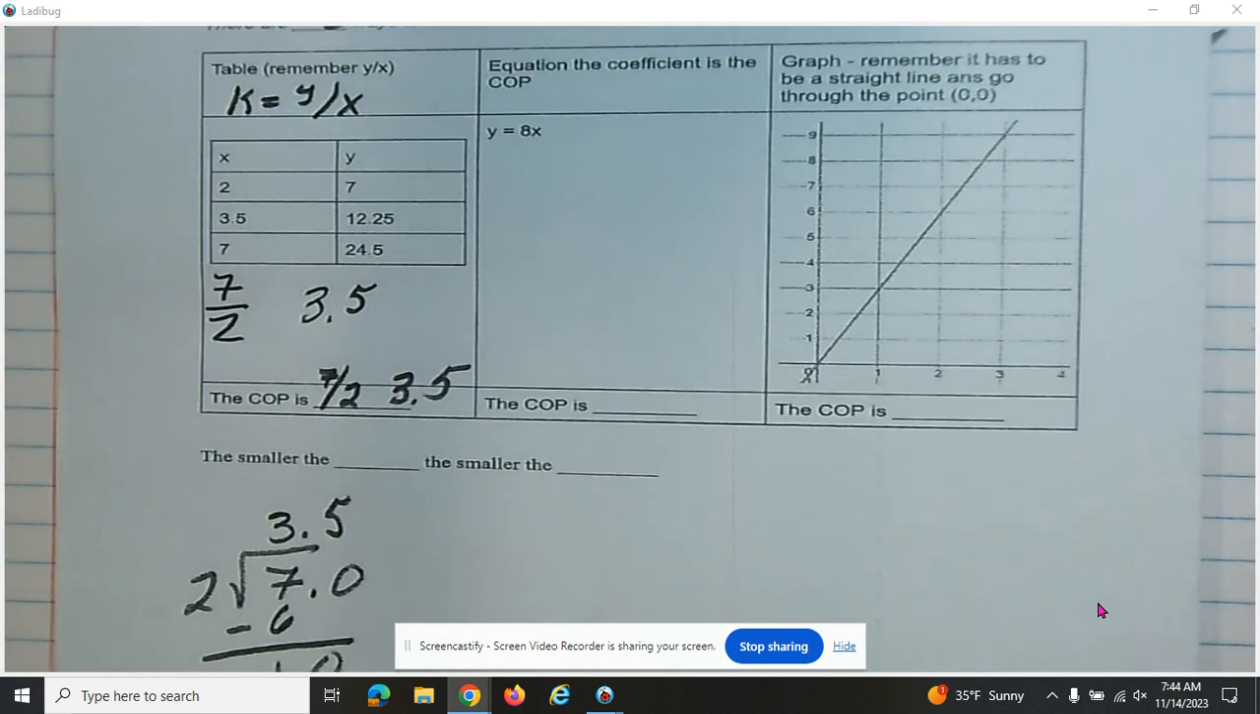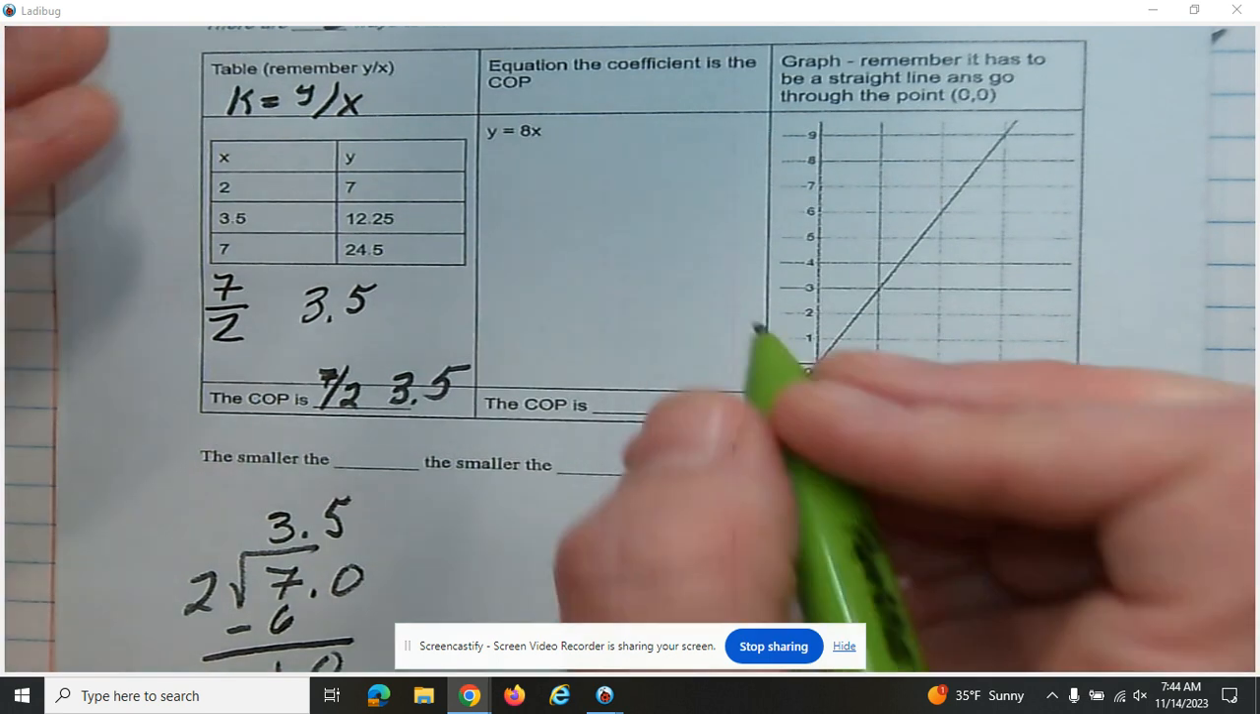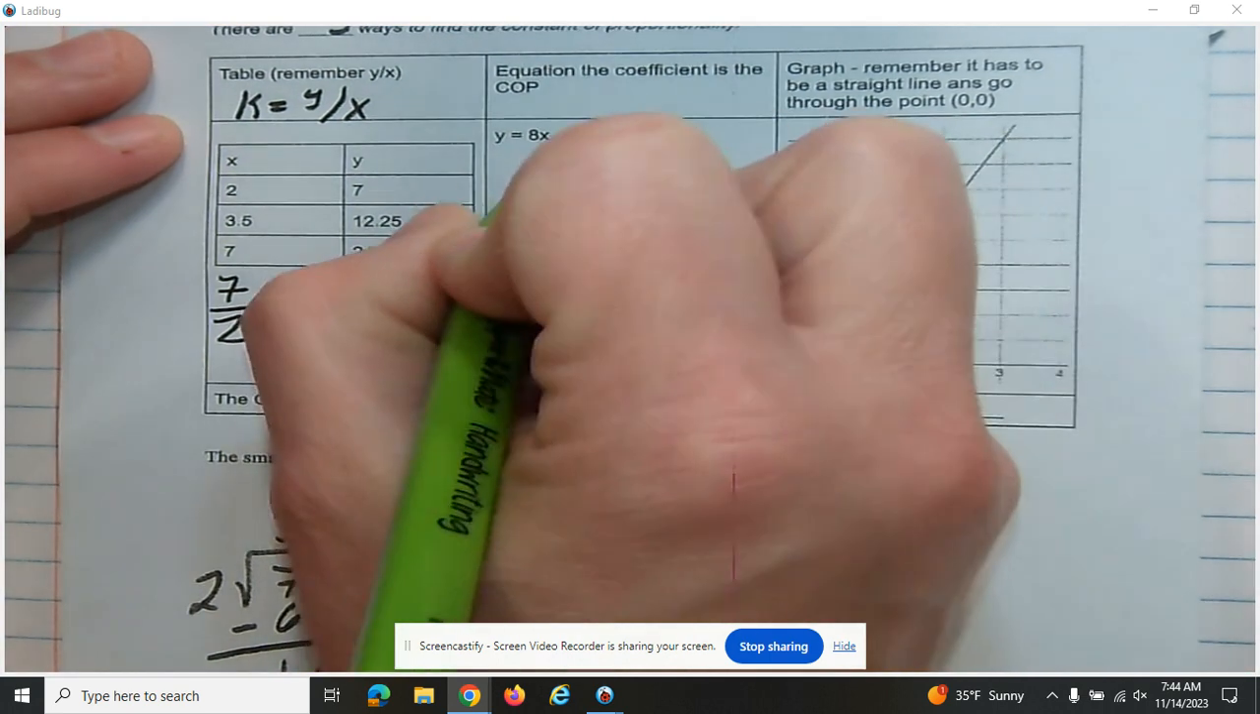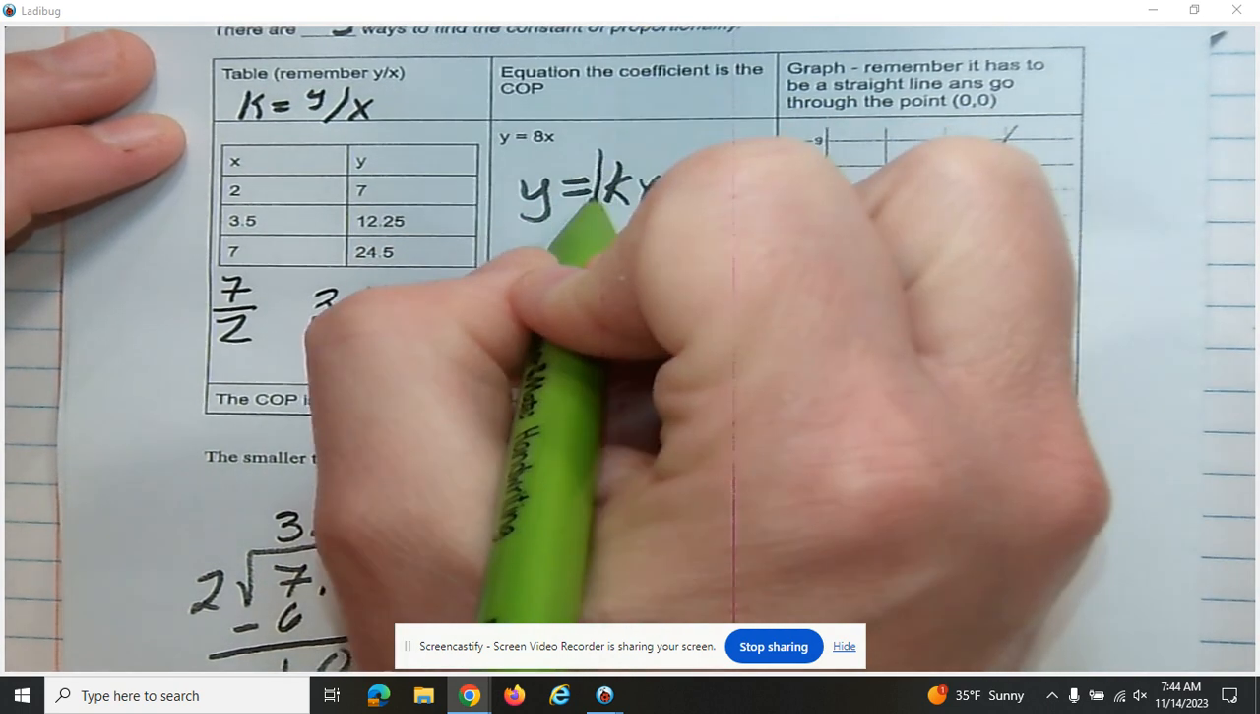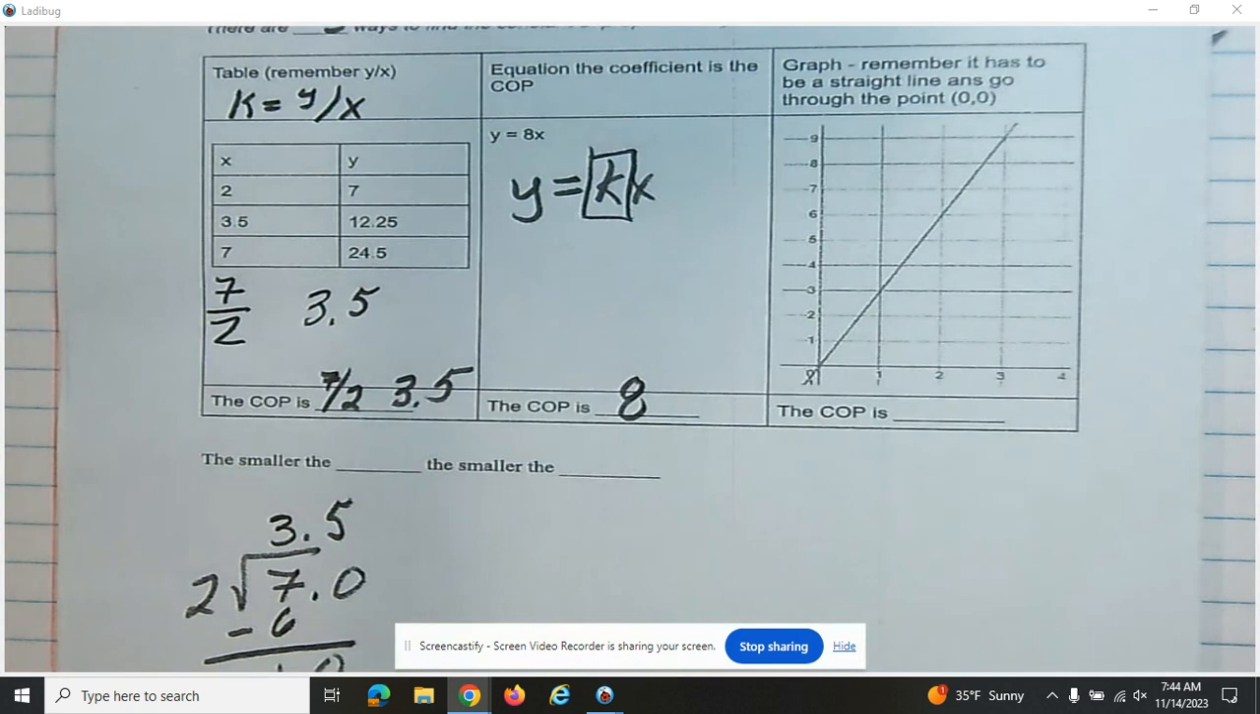What is my constant proportionality in the equation? 8. Remember your equations. Y equals kx. So you're looking for whatever number is attached to the x.